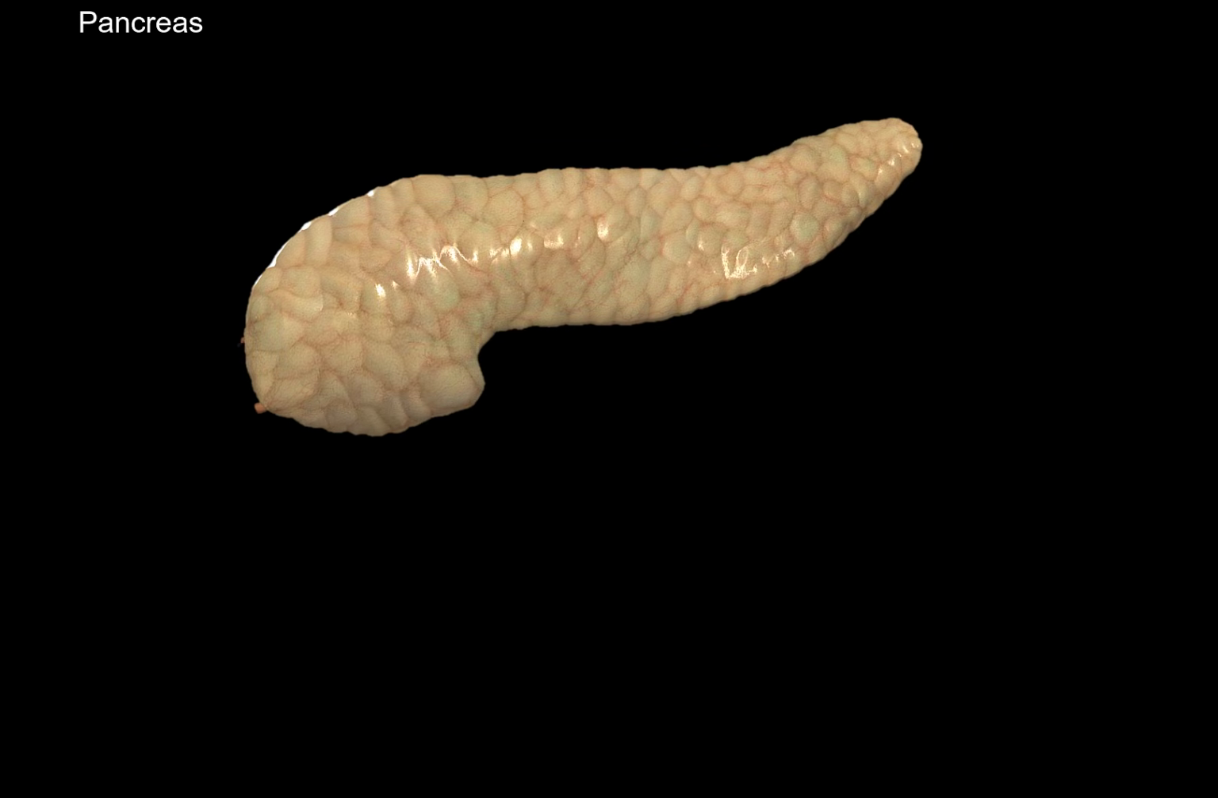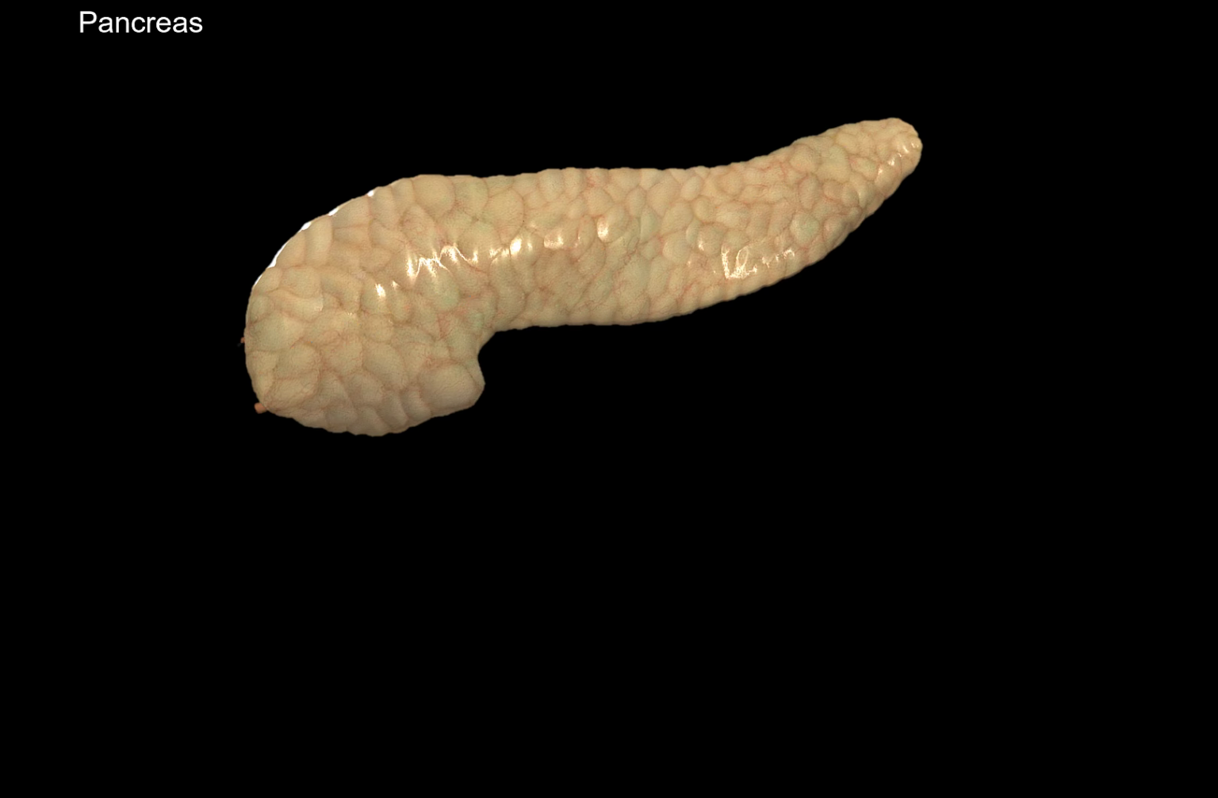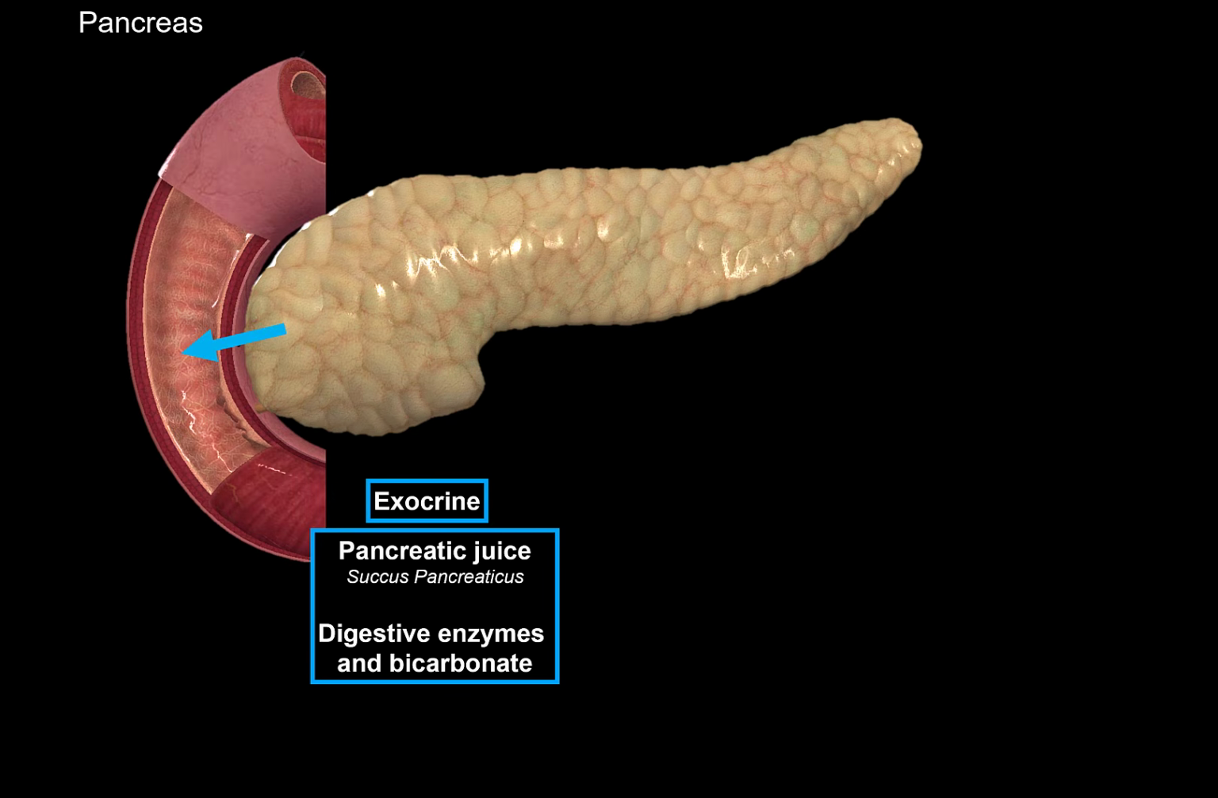The pancreas looks like this, and it measures around 14 to 18 centimeters long, about 2 to 3 centimeters wide, and its weight is about 60 to 100 grams. So it's a tiny organ, but it's a very, very important organ in the body. And the reason why it's important is because the pancreas has an exocrine function, meaning it produces its pancreatic juice containing digestive enzymes which help you break down food, and bicarbonate, which neutralizes the hydrochloric acid coming from the stomach.